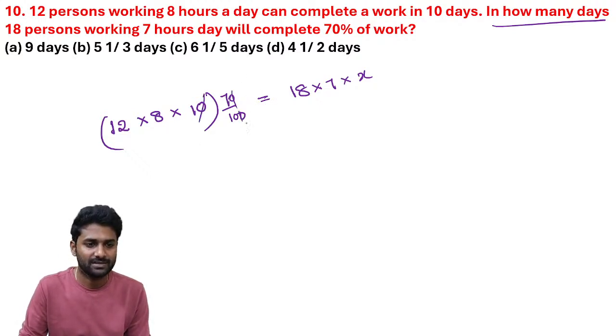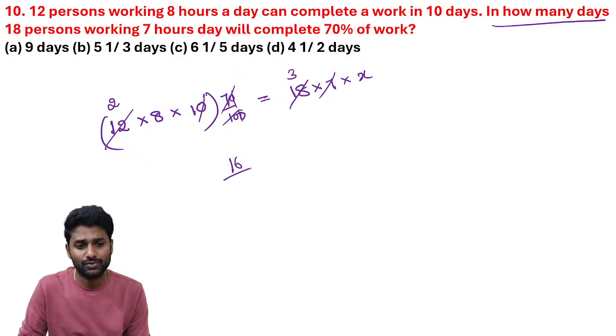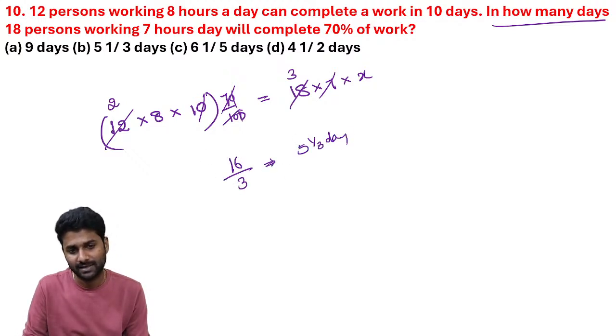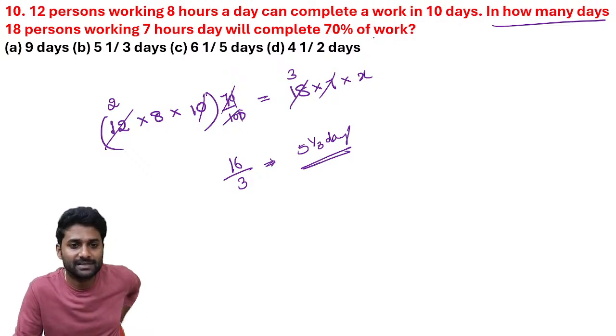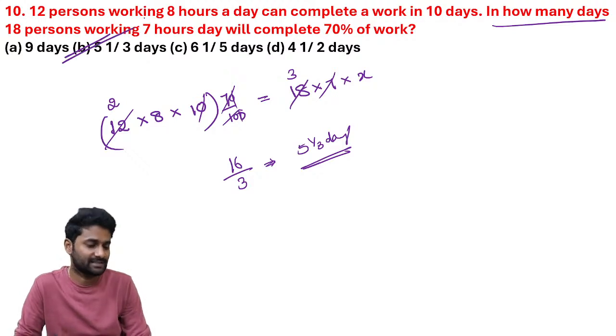0, 0 cancel, 10, 10 cancel, 7, 7 cancel. So here 6 3 times, 6 2 times. Finally see, 8 into 2, 16 by 3. 16 by 3 is all about 5 1 by 3 days. 70 percent of the work is completed by 18 persons working 7 hours a day in 5 1 by 3 days.